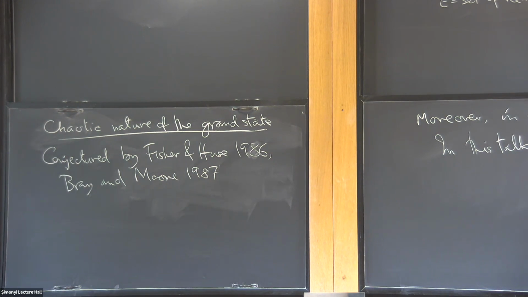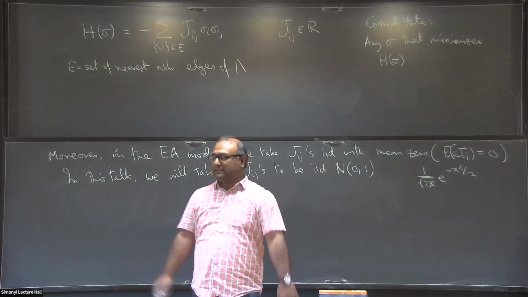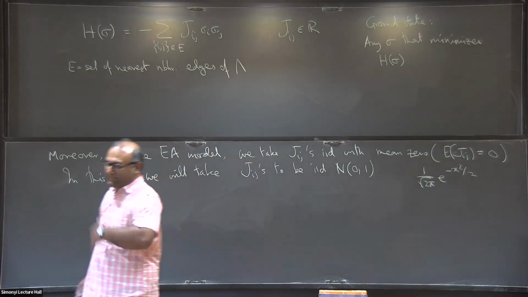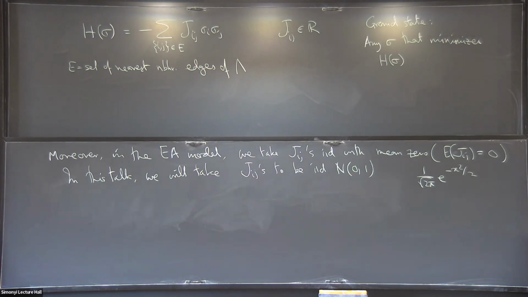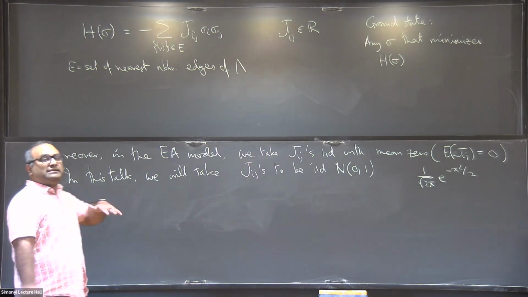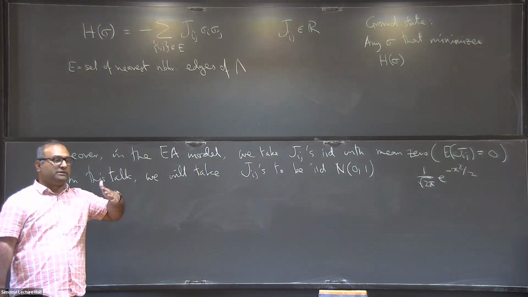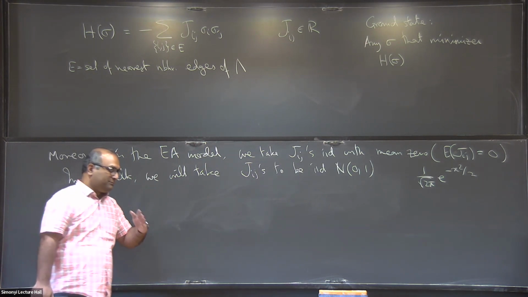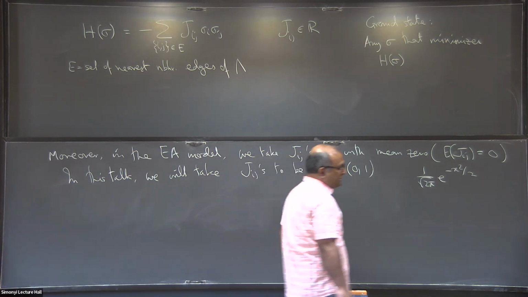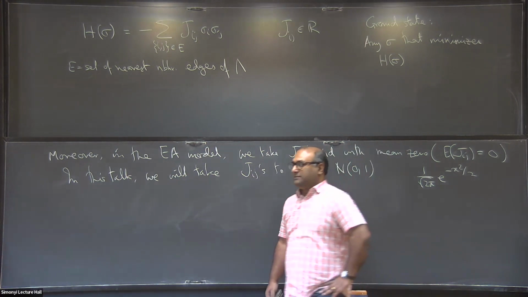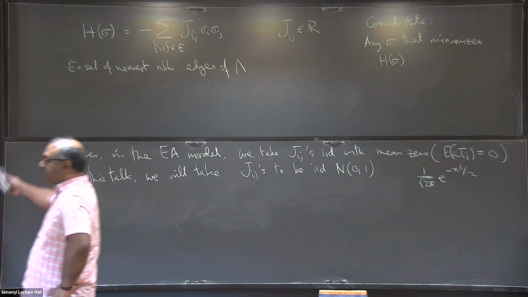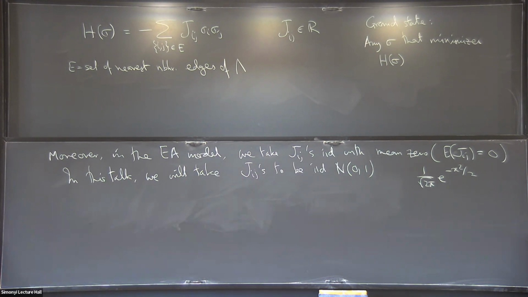What it means, roughly speaking, is that if you take these Jijs, which can be both positive or negative, let's say IID normal 0, 1, and you perturb the environment a little bit in a specific scheme that I'm going to tell you, but it's supposed to be true in broader generality, then the ground state changes drastically. A small perturbation of the disorder changes the ground state drastically.